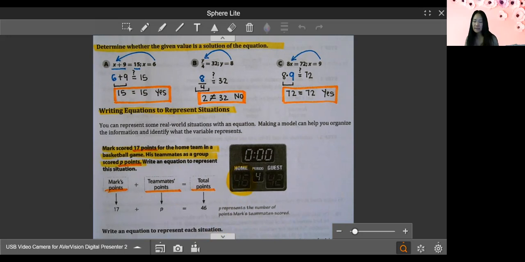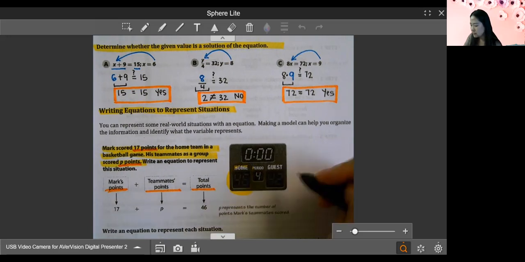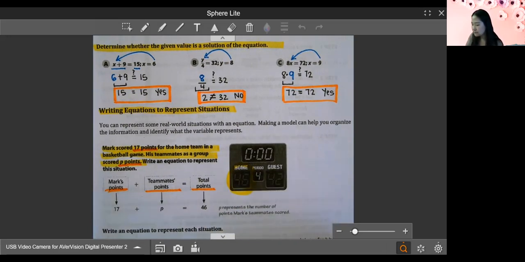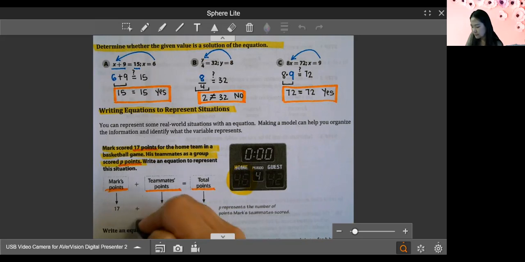So then you can write the equation as 17 plus P equals 46. Mark's points plus the rest of the teammates' points altogether is equal to 46 points. So then that's how you would write your own equation, okay? So, your own equation would be 17 plus P equals 46.